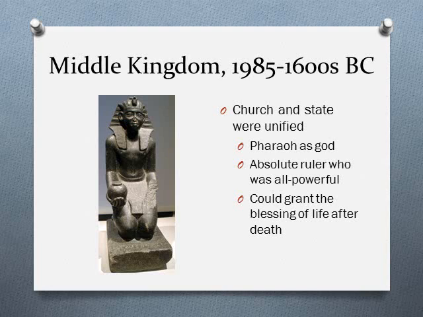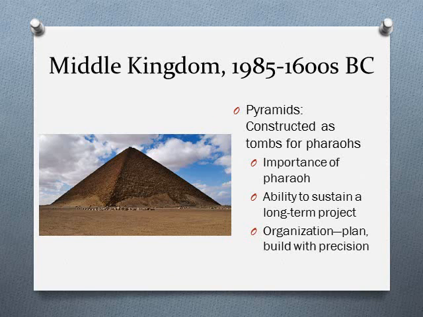The pharaoh was regarded as a god who had absolute power and could grant the blessings of life after death to the people. The pyramids were constructed as tombs for the pharaohs, and it shows the importance of the pharaoh to the Egyptian people and how much power and influence they believed that he had. It also shows their ability to sustain a long-term project and the level of organization that they had to carry out such an engineering project with the precision and the number of workers required to build these structures.